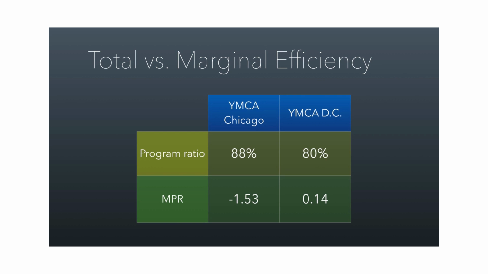what happens is for every new dollar, the administrative costs are going to go up greater than the program costs. Whereas YMCA DC has a slightly positive NPR, which means when they get new money, slightly more of it is going to go to programs than is going to go to administration.